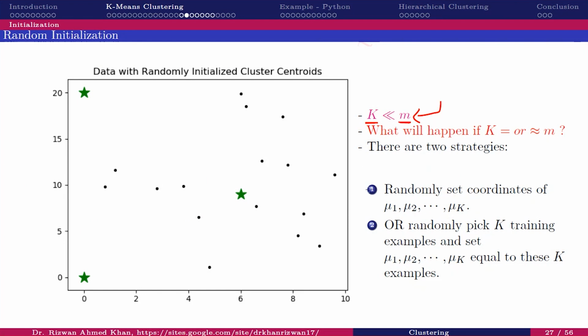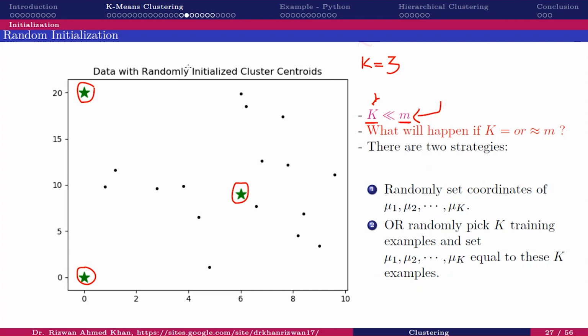So there are two strategies to randomly initialize these centroids, right? These centroids are depicted as stars in this image. So these are cluster centroids, and we know here k equals 3. That's why I've initialized at 3 random points. So we can find random coordinates of this cluster centroid, but what we usually do is pick k training examples randomly and initialize exactly on top of those data points, just to avoid local minima, but still we can start in local minima.